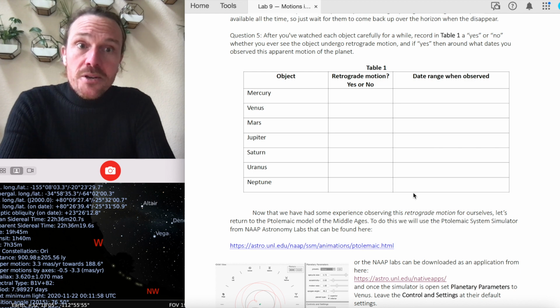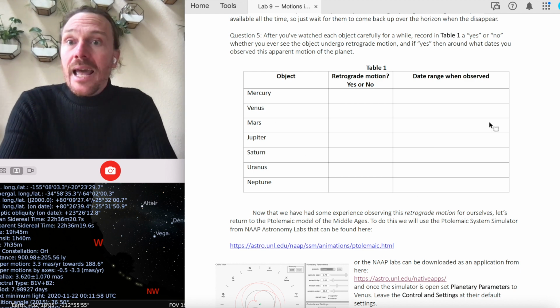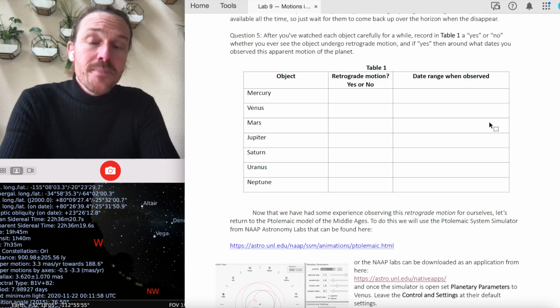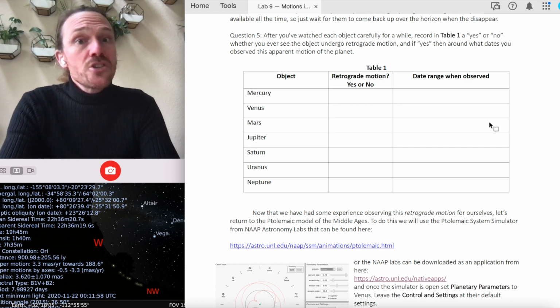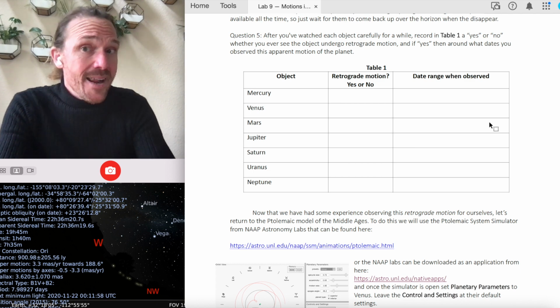That is a date range for Mars, and you want to find similar date ranges for all the other planets that you can find it for. I'll leave it up to you to determine if it is all of them or not. Maybe you can reason that out.